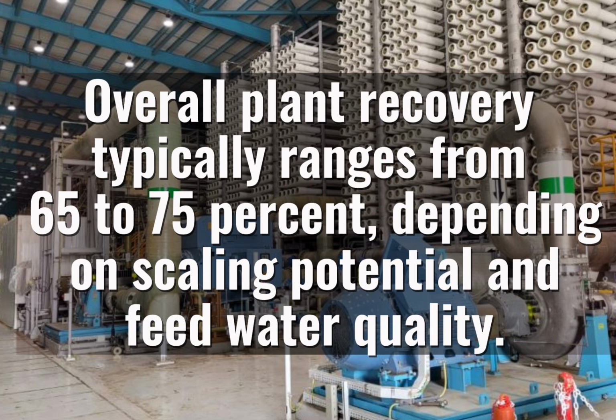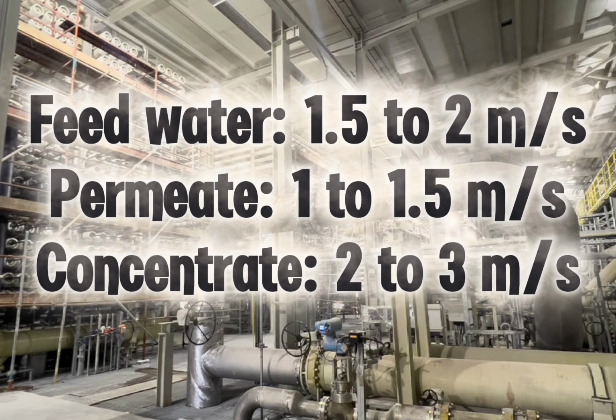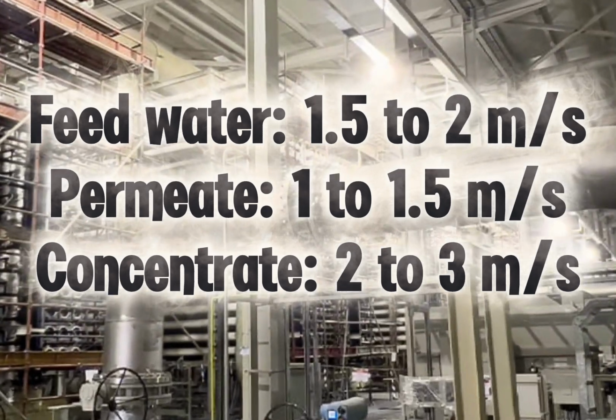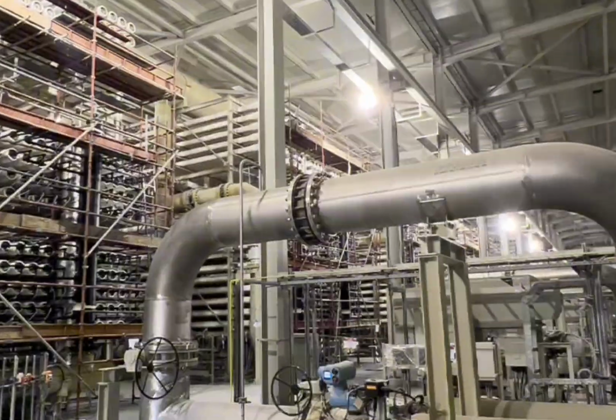Dan also realized the importance of pipe design velocity, where feed water flows at 1.5 to 2 meter per second, permeate at 1 to 1.5 meter per second, and concentrate at 2 to 3 meter per second, because incorrect velocities can lead to scaling or energy losses.